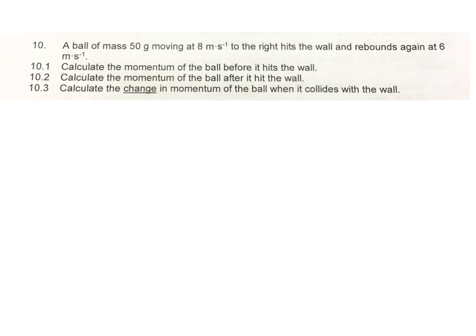So a ball of mass 50 grams. To use the momentum equation, we have to convert that to kilograms, so that would be 0.05 kilograms. Moving at 8 meters per second to the right, hits the wall and rebounds. That implies that it is now moving to the left after it rebounds at 6 meters per second.